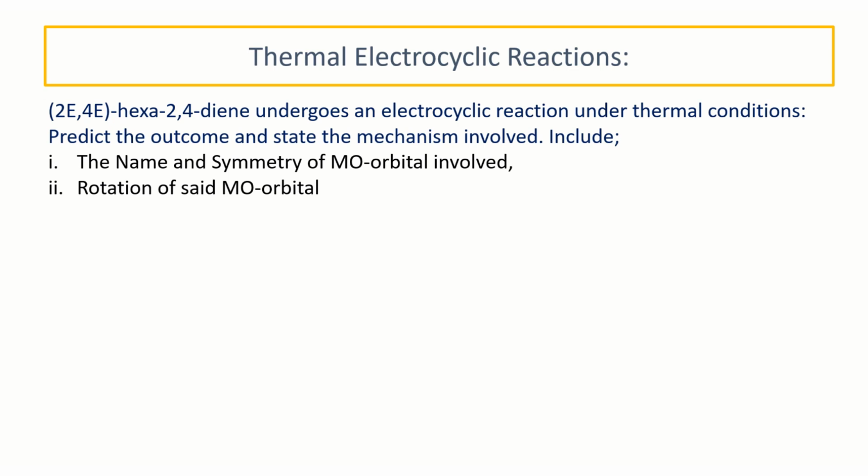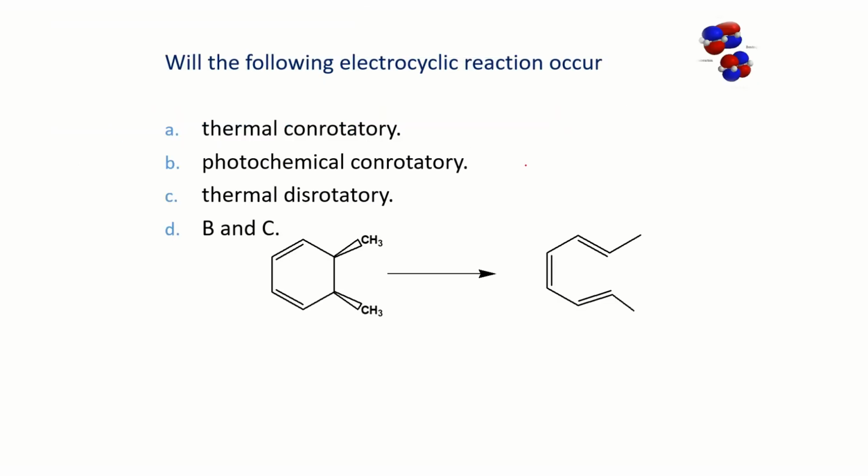What about this one? Let's do this in the discussion session, and we move on from here. This is an interesting question. It says, will the following electrocyclic reaction occur via a thermal conrotatory, photochemical conrotatory, thermal disrotatory, or both B and C? What we should do then is go over this during our discussion sessions.